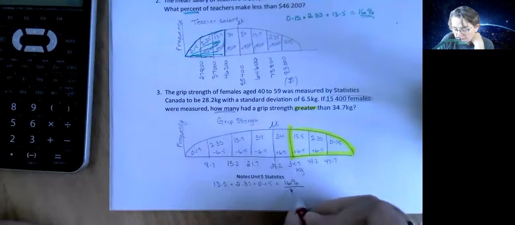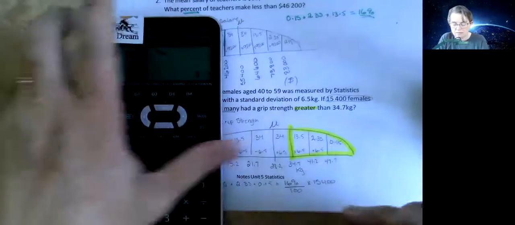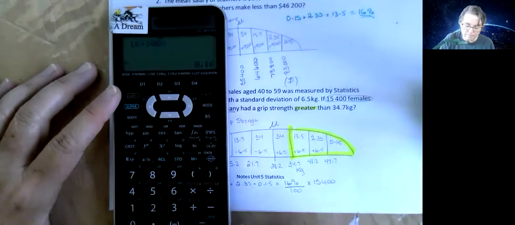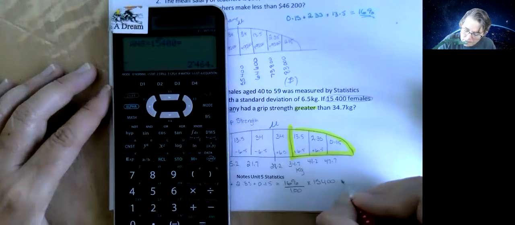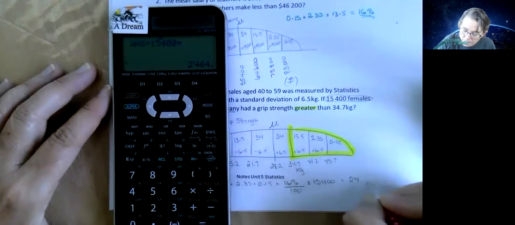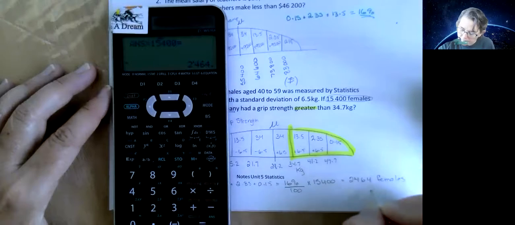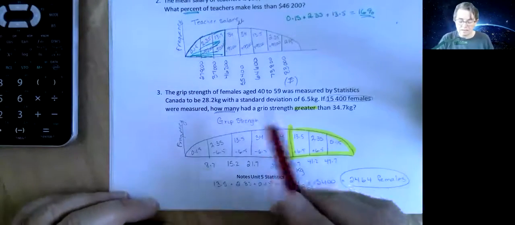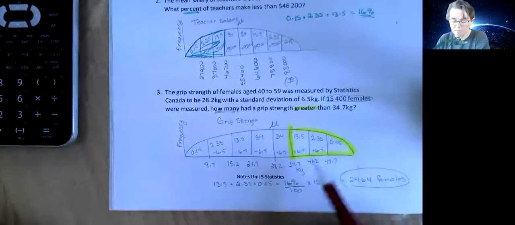So we're going to divide that by 100, convert it over to a decimal, and then we're going to multiply it by 15,400 because that's how many people they talk to. So times 15,400. So 2,464 females. And there we go, right? Again, if the question had said percent, we'd be done right there. But it didn't. It said how many.